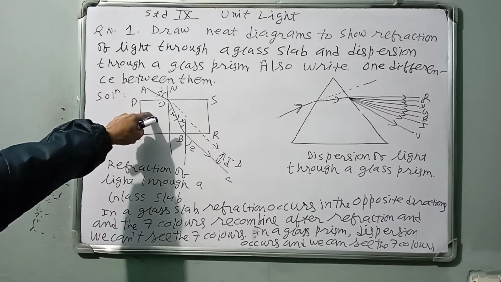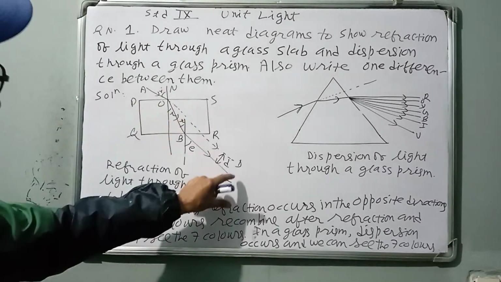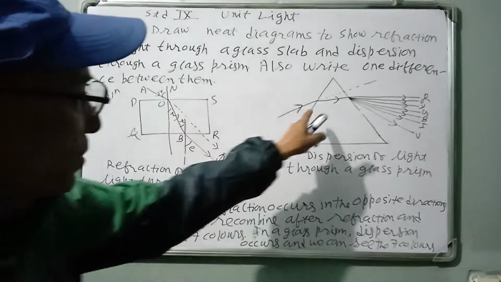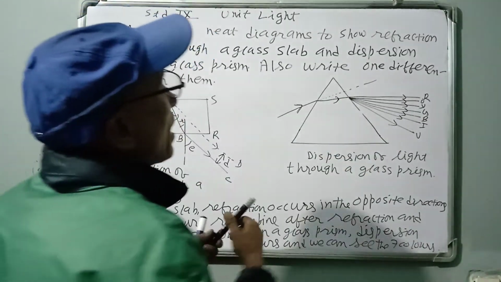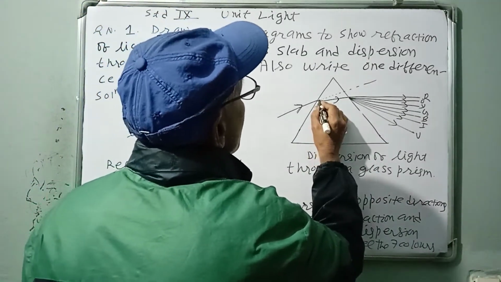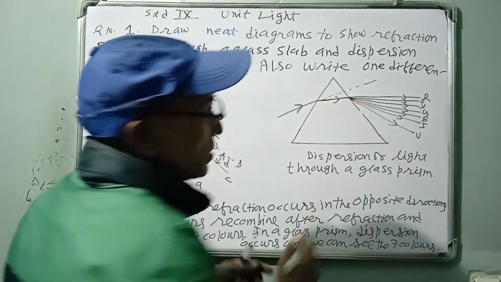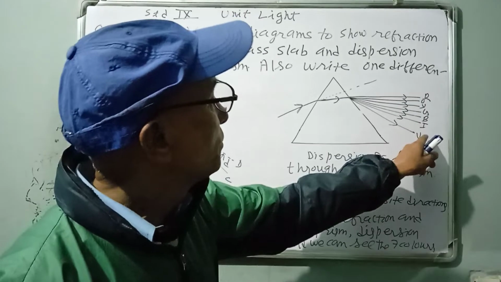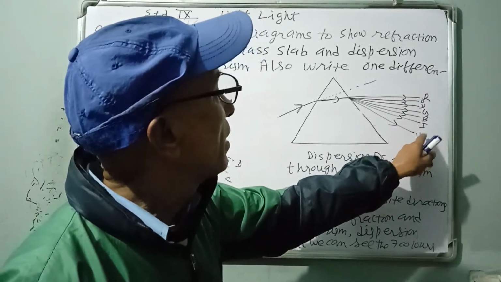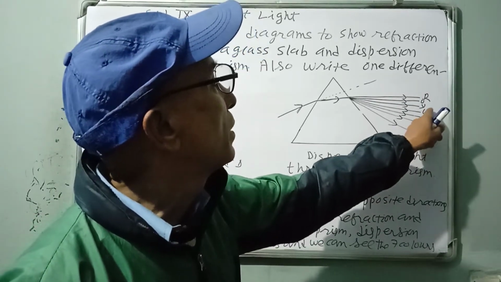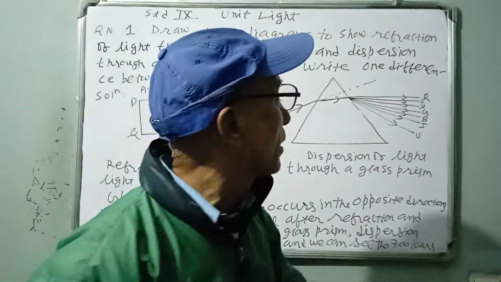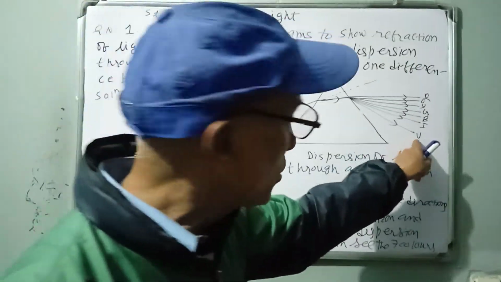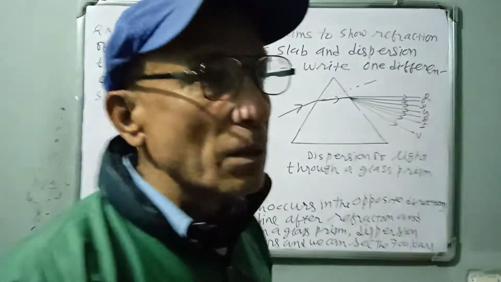Refraction occurs in the opposite directions and we cannot see seven colors. Refraction occurs in the same direction, so we can see the seven colors. VIBGYOR. Full form: violet, indigo, blue, green, yellow, orange and red. Violet is deviated most, red is deviated least.